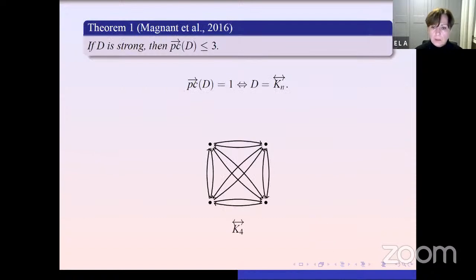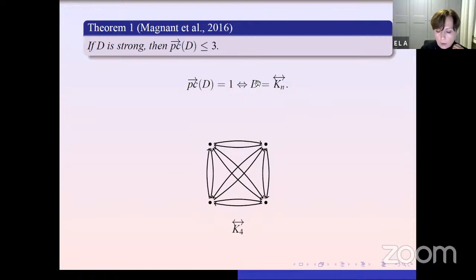In the first paper, when the notation was introduced, it was proved the following theorem: if a digraph is strong, then the proper connection number is at most 3. So we can observe that the only digraphs with proper connection number equal to 1 are complete digraphs. Complete digraphs means digraphs in which every pair of vertices is adjacent by arcs. Here is an example of a complete digraph on 4 vertices.